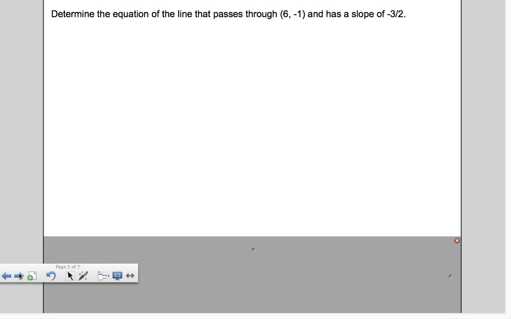So notice that in the internet example, I gave you the slope of 2. So how do we start this? Give me time to work on it. -3/2, yes.